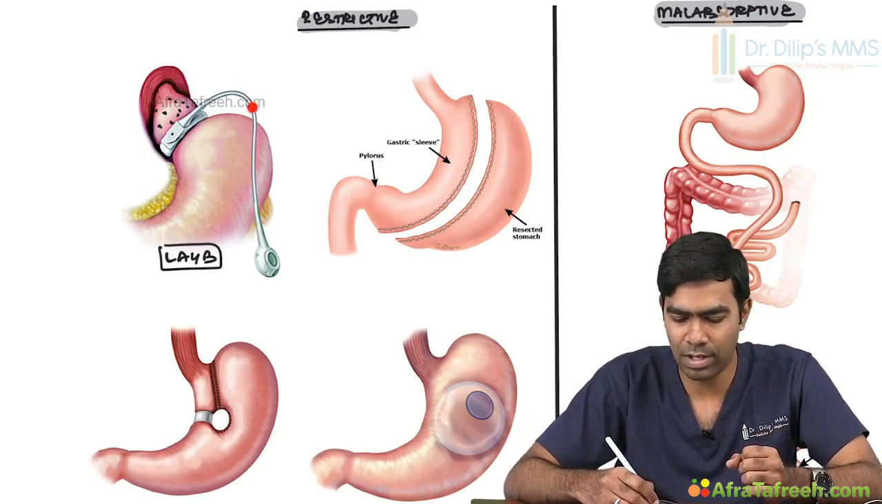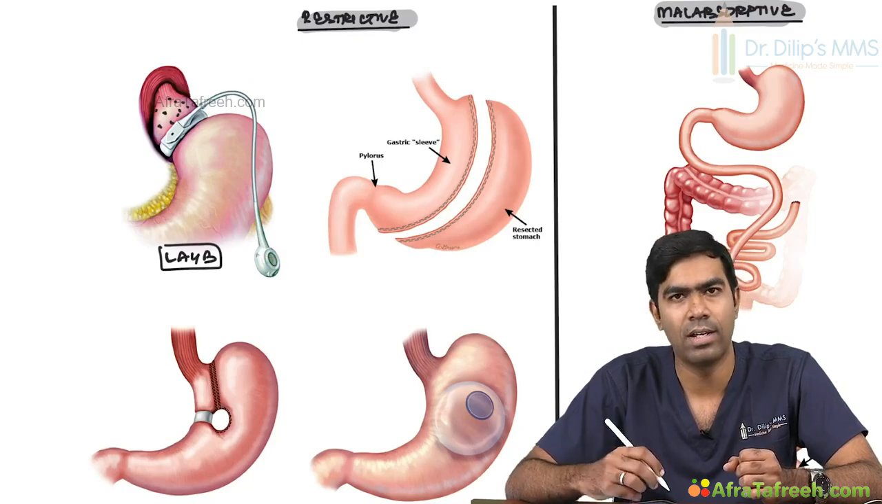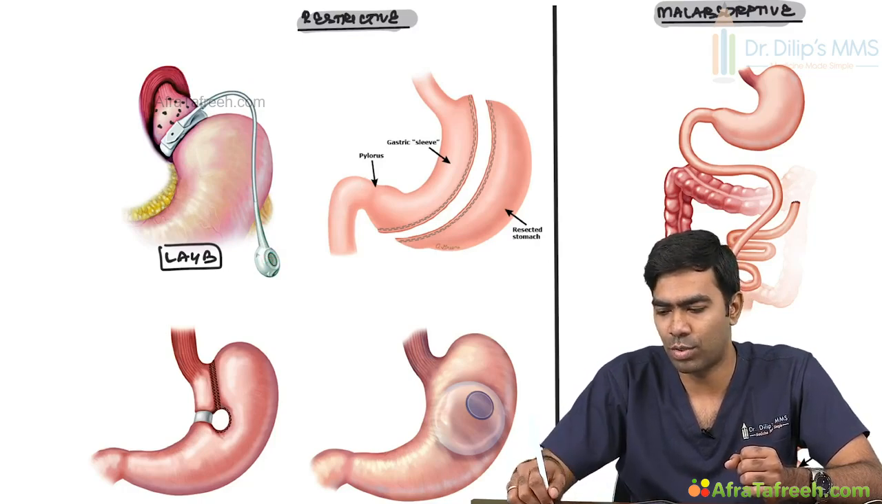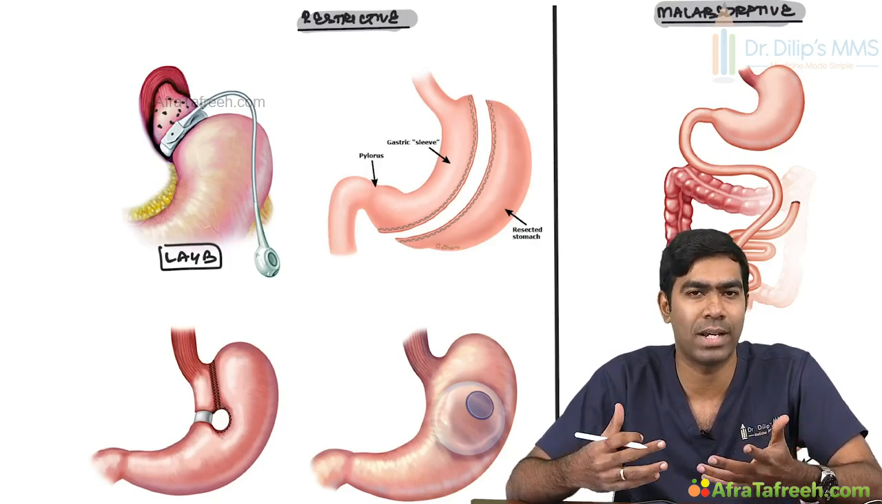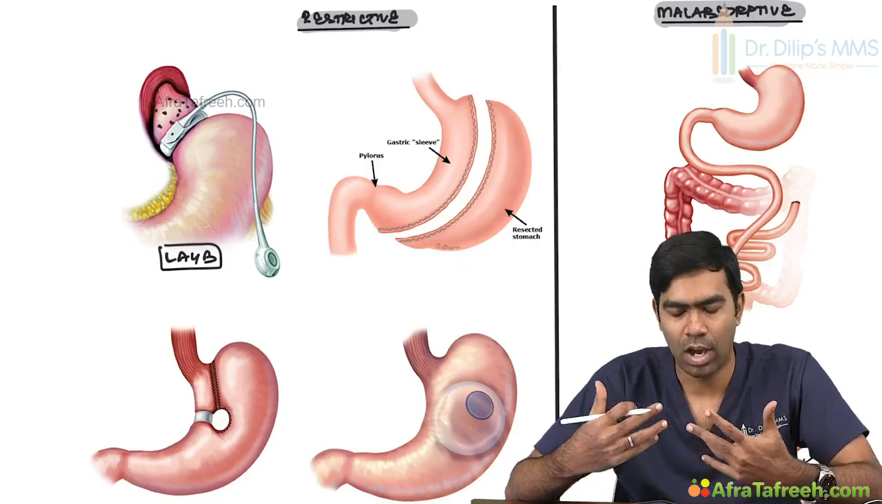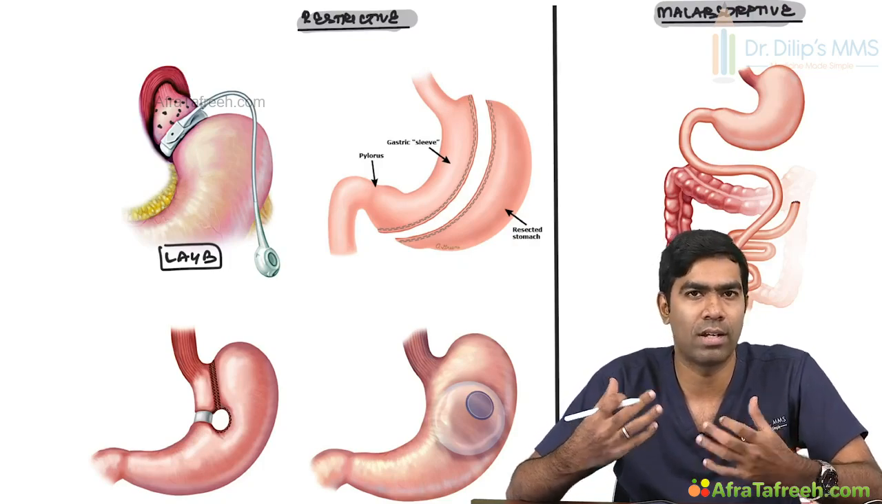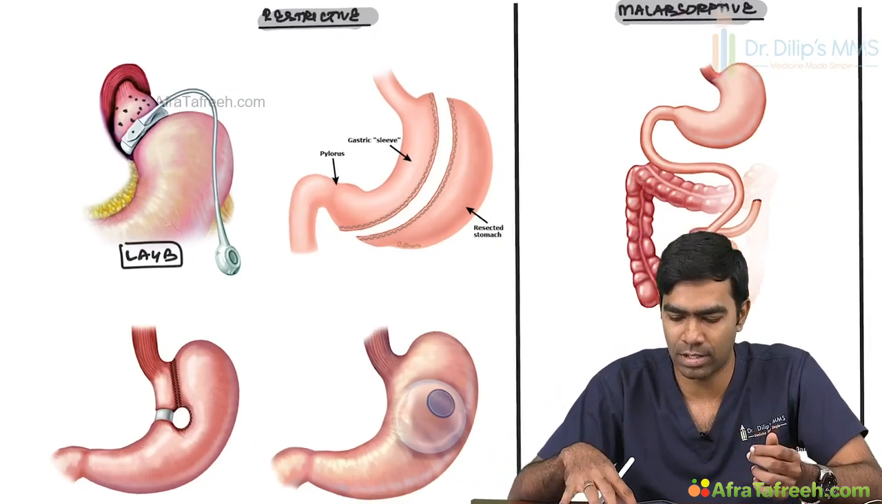And you will have a port that is attached to this band, and it will be placed in the subcutaneous tissue. By infusing fluid into that, you can determine, and the patient himself can determine, how much food he wants to take by inflating that much amount of the band that is inside.